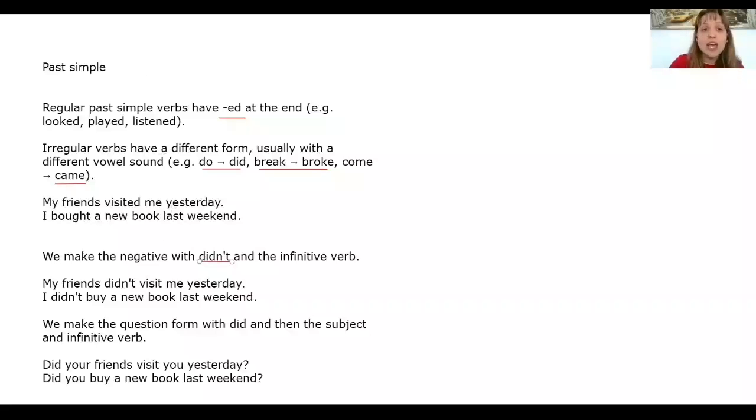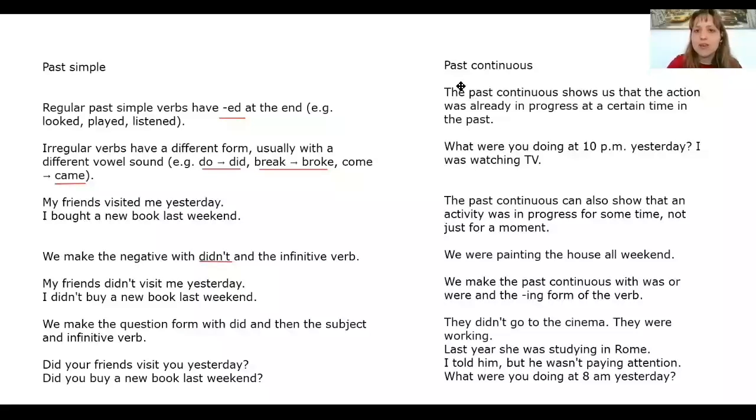Now let's have a look at the past continuous. The past continuous is a bit different, and we have it right here. Now, the past continuous is a tense that we use to explain that an action was in progress at some point in the past. It means that the action has a duration. We want to emphasize the fact that it takes a while to complete that action. And again, it belongs in the past.